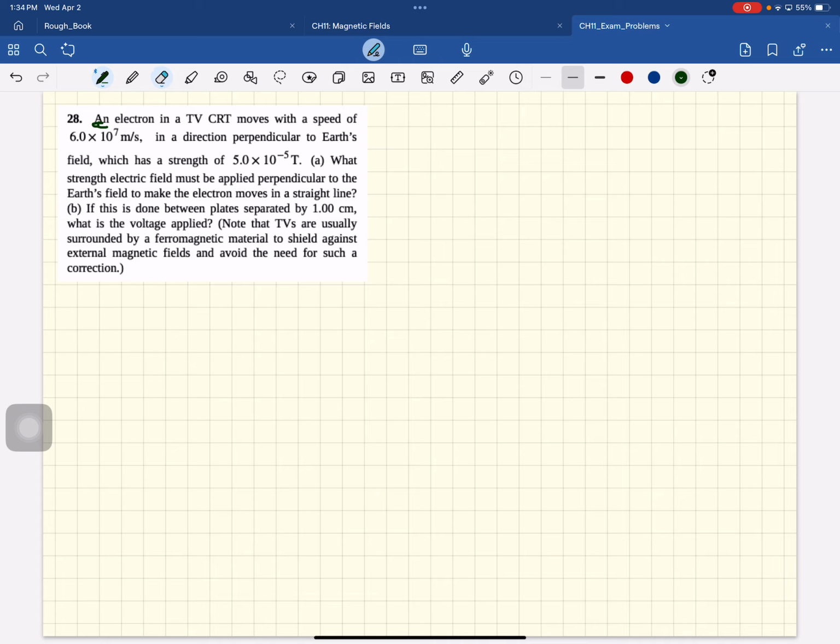Okay, so this was in the old days when they had CRT cathode ray tubes for TVs. An electron in a TV CRT moves with a speed of 6 times 10 to the 7 meters per second in a direction perpendicular to the Earth's field, which has a strength of 5 times 10 to the minus 5 Tesla. What strength electric field must be applied perpendicular to the Earth's field to make the electron move in a straight line?